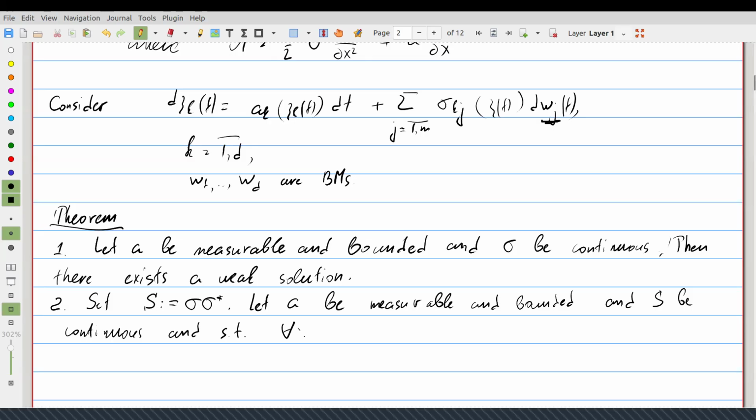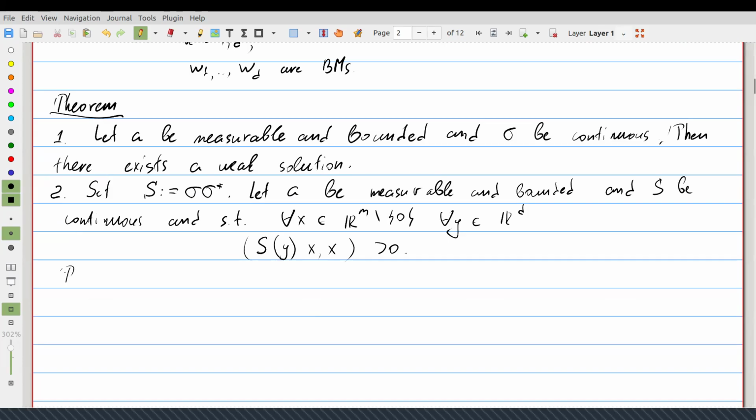And such that for any x belonging to R^m except for 0 and any y belonging to R^d, y^T a(x) y is greater than 0. Then there exists at most one solution. They may not exist, but there cannot be multiple solutions.